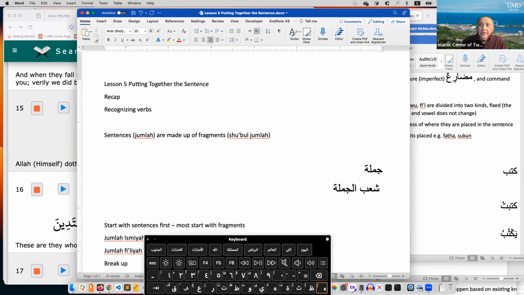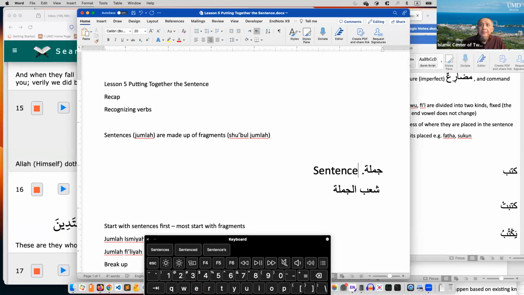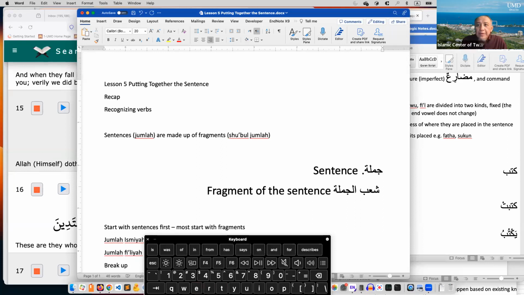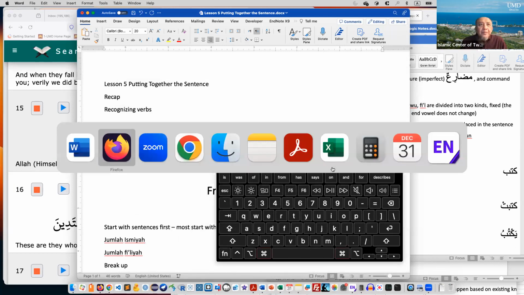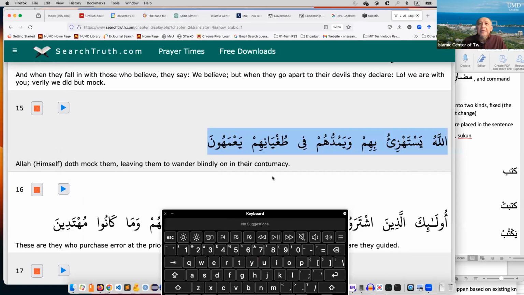So this is the sentence, and this is the fragment of the sentence. Again, a couple of words make up a fragment, a couple of fragments make up a sentence. All right, so let's take a look at an example here quickly, and then we go back to it. So here's an example.